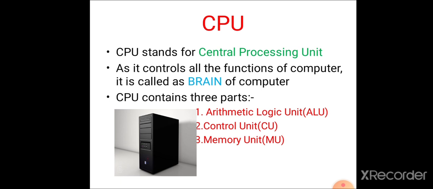Okay children, this is very important. Please do remember. CPU is having three parts. They are arithmetic logic unit, control unit and memory unit. These can be in short called as ALU, CU and MU. Let us learn about each part in detail.